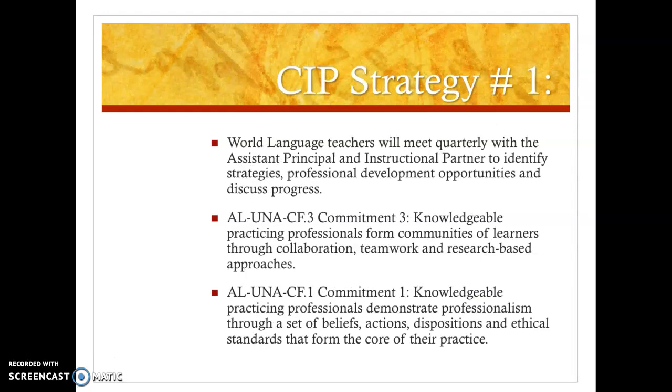So for my CIP strategy number 1 was to meet quarterly with the assistant principal and the instructional partner to identify strategies, professional development opportunities, and to discuss progress. So we would meet in the beginning of the year to figure out what professional development opportunities are going to be, what are different strategies that they're aware of for reading that we can use, and then quarterly as the year progresses to meet and discuss how we're moving towards our goal, how our students are progressing, and if there are any learning gaps in their knowledge.